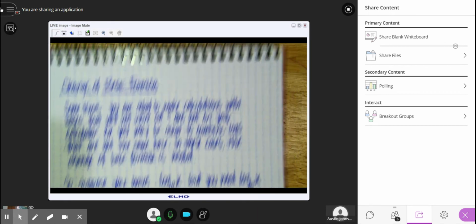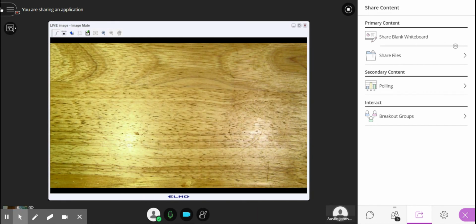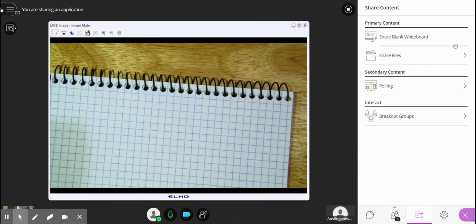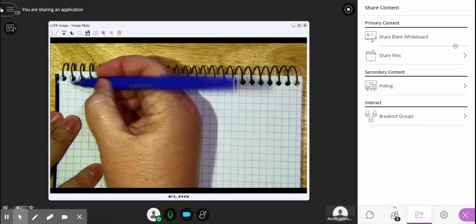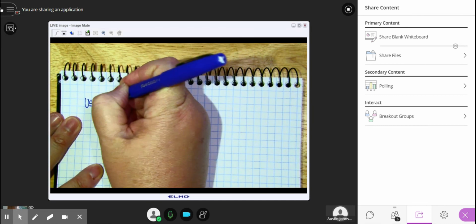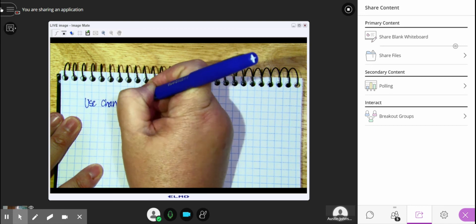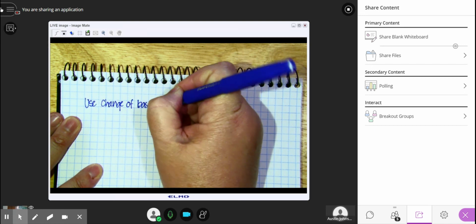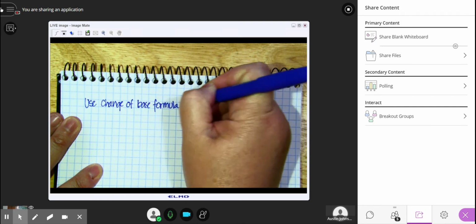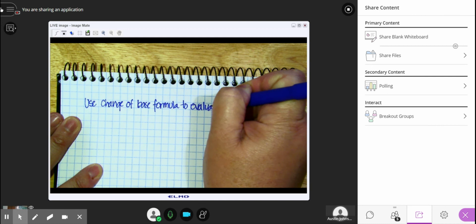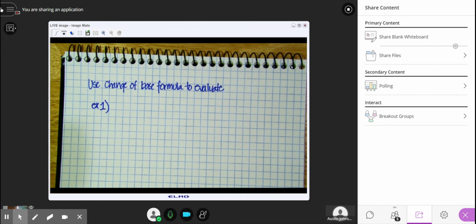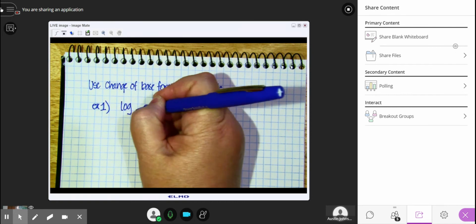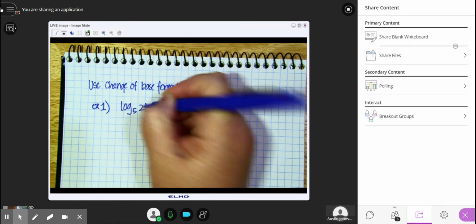All right, let's try a couple of change of base formulas just to see how you will use it in this assignment, which is only for calculations. All right, so we want to use the change of base formula to evaluate these problems. Log base 5 of 21.